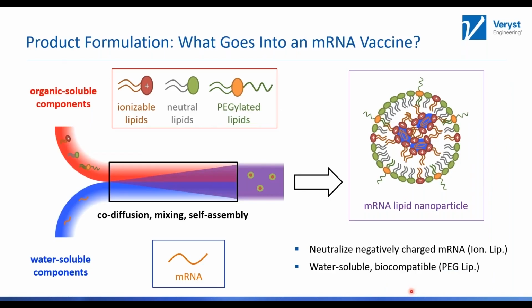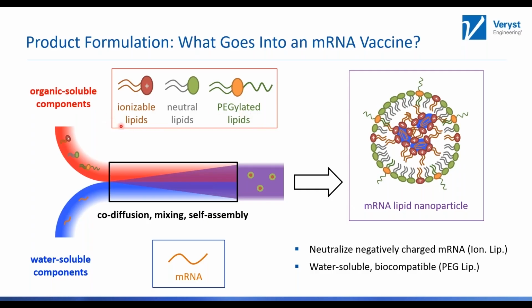Coupled to that, there's a multi-component self-assembly process that's going on. And one of the first things one might ask is what actually goes into an mRNA vaccine. There are a relatively small number of components, all of which play an important role. Broadly speaking, what you have is an organic phase being mixed with an aqueous phase. In an mRNA vaccine, the aqueous phase contains the mRNA, which is negatively charged, and the organic phase contains the lipids that are meant to encapsulate it.